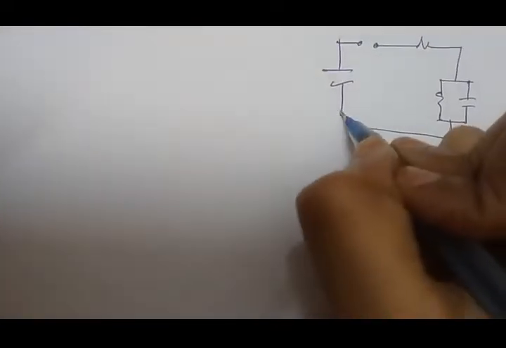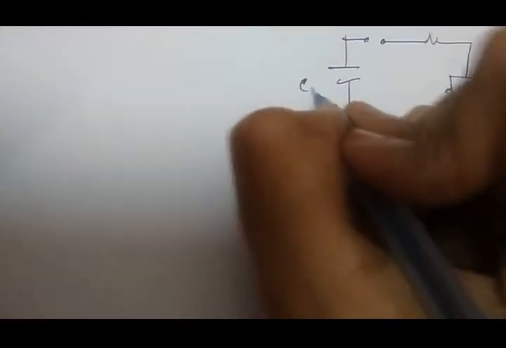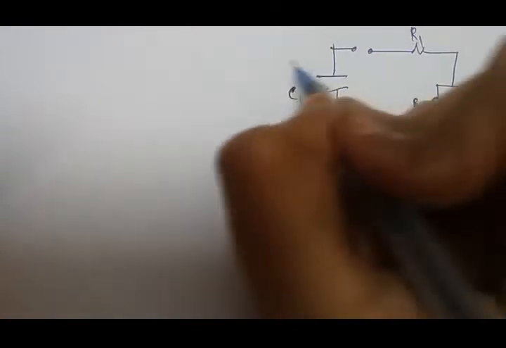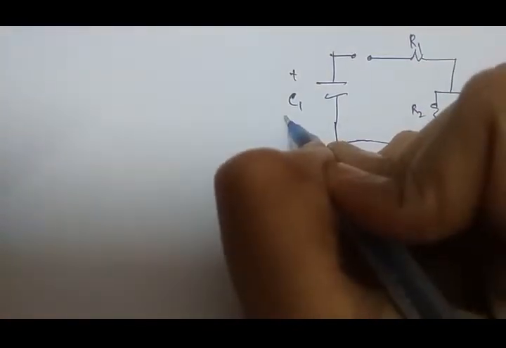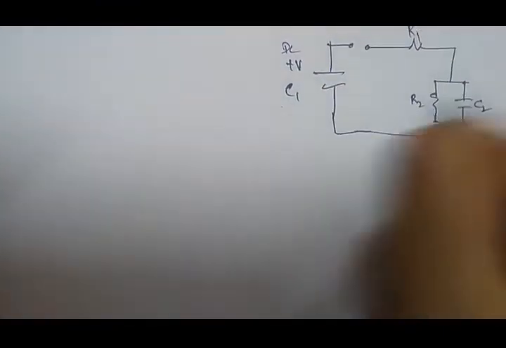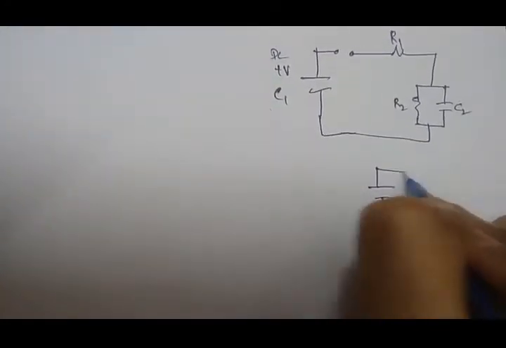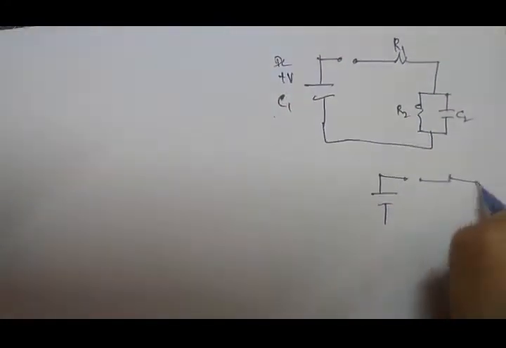This is your spark gap and this is your combination of resistor and capacitor. This is your C1 and this is your R1, and R2 and C2. Initially this capacitor will be charged to the voltage V, the DC voltage. The same circuit can be represented like this also. There is no variation.